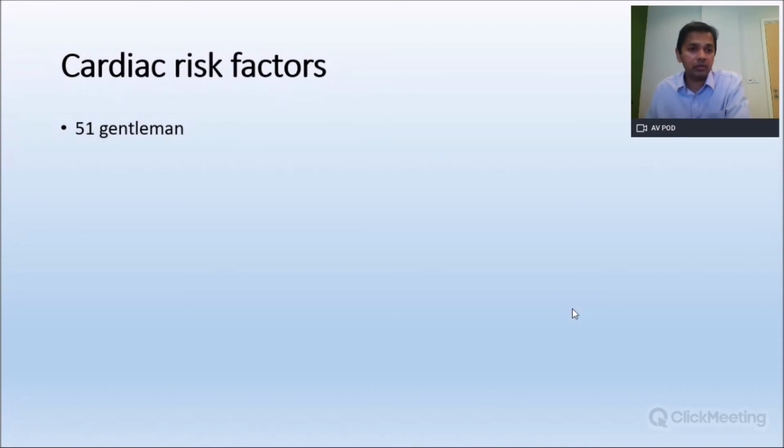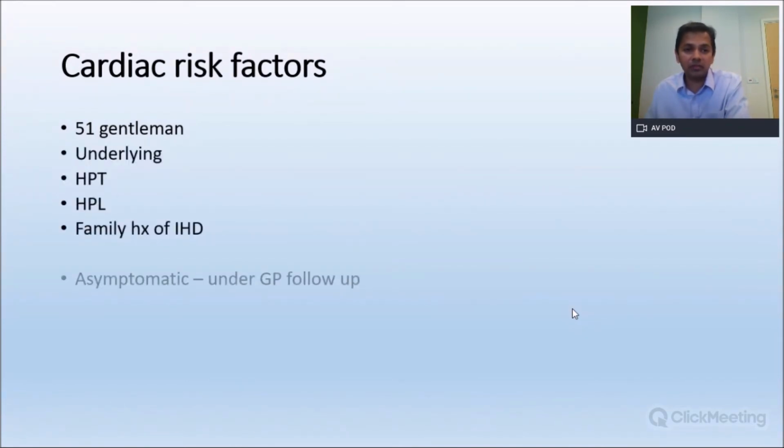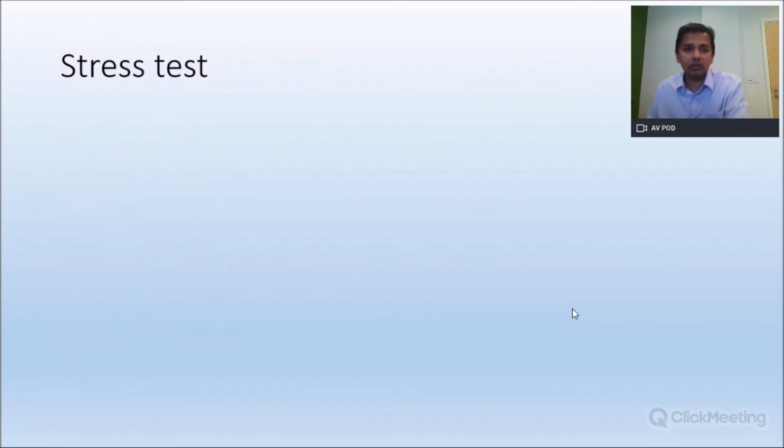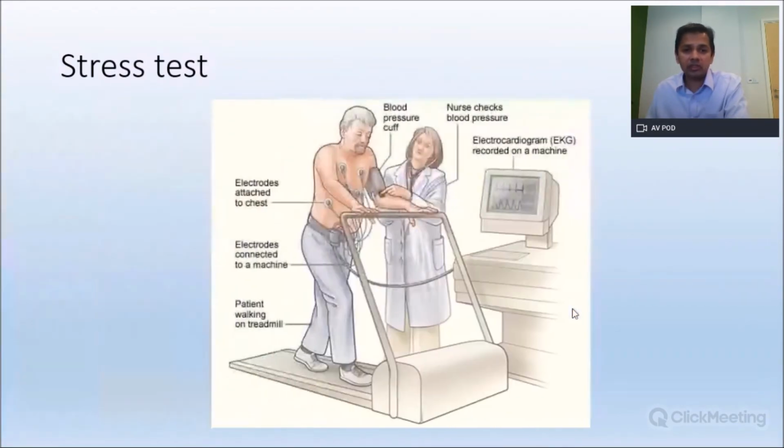A 51-year-old gentleman with hypertension, hyperlipidemia, and a family history of IHD. He's asymptomatic, he's under a GP follow-up for his hypertension. So he came to see me basically to do a heart screening. His resting ECG was normal. His baseline BP was borderline high, and his LDL is not controlled. So I proceeded with an exercise stress test.